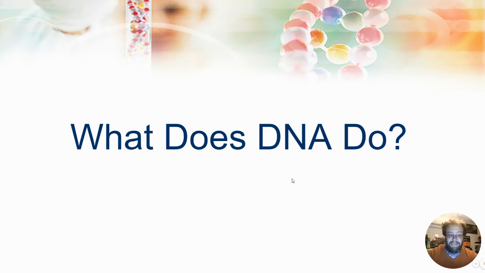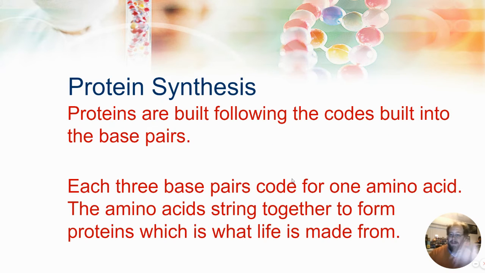So what exactly does DNA do? We've kind of talked about it already, but basically DNA is what allows protein synthesis to happen. Proteins are built following the codes in the base pairs, and each 3 base pairs code for 1 amino acid, and those amino acids get strung together to form proteins, which is what life is made out of. So this code in the DNA basically is an instruction manual.